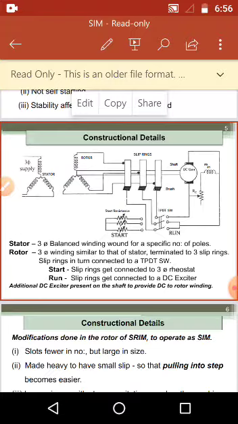At an instant, magnetic locking is achieved between the stator magnetic field and the rotor poles. Since the rotor is running at a speed slightly less than synchronous speed, the rotor overcomes the inertia effect and magnetic locking is achieved, and now the rotor will run at the speed of the rotating magnetic field, that is the synchronous speed. So, that is the working.